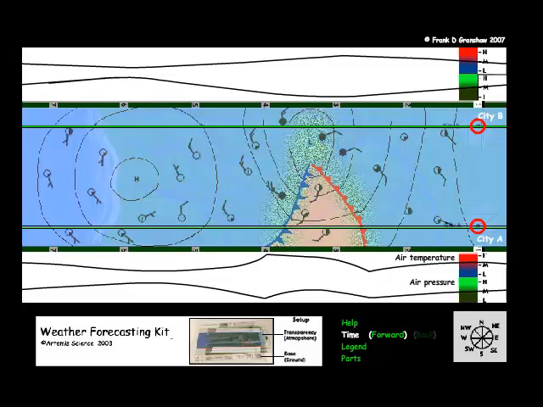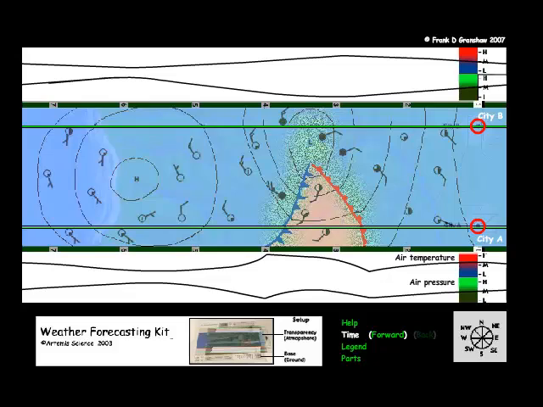We will be using what is called the Weather Forecasting Kit. If you've read through the lab already, some places it sounds like this is an actual piece of equipment we're going to use in lab, but it's actually this media. So I'm going to walk you through this media a little bit here to help you out. Again, this is courtesy of Frank Granshaw.